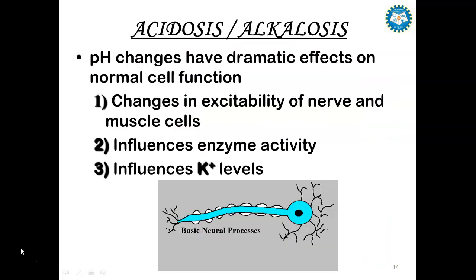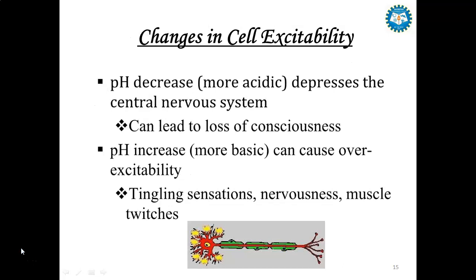pH changes have a dramatic effect on normal cell functions. These are the changes when alkalosis or acidosis happens: changes in excitability of nerve and muscle cells, influence on enzyme activity, and influence on potassium level in the neurons. So, change in cell excitability. When pH decreases, it is more acidic, which depresses the central nervous system and can lead to loss of consciousness. And a pH increase may cause over-excitability, tingling sensation, nervousness, muscle twitching.